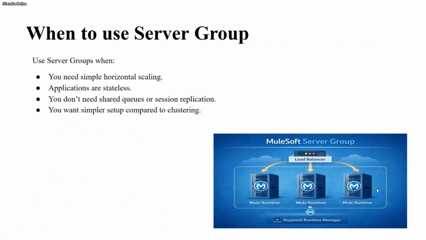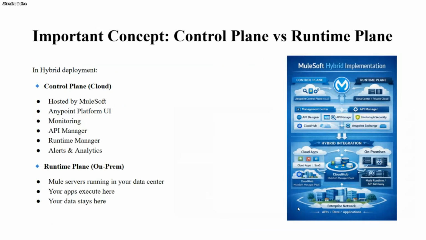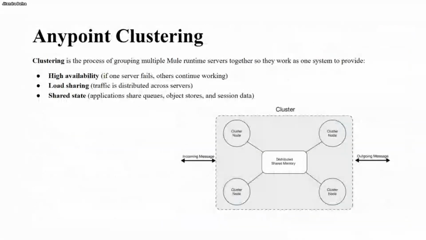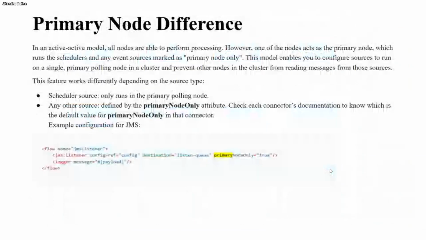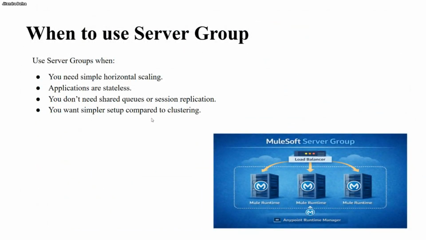When to use it: this is the typical architecture of a server group. We don't have a distributed grid, you can see it here. In case of a cluster we have a distributed shared memory, but not in case of a server group.